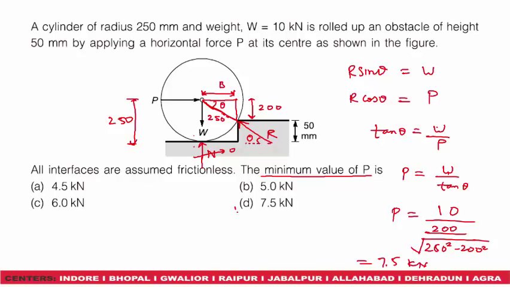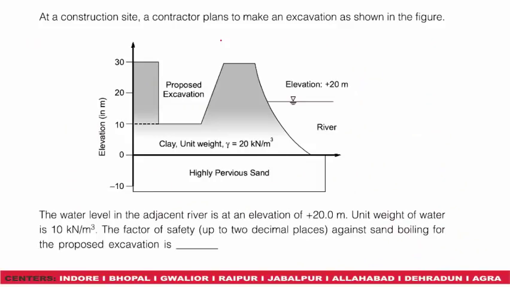The next question is: at a construction site, a contractor plans to make an excavation as shown in the figure. This is the proposed excavation. The water level in the adjacent river is at an elevation of plus 20 meter. This level. Unit weight of water is 10 kilonewton per meter cube. The factor of safety up to 2 decimal places against sand boiling for the proposed excavation is?